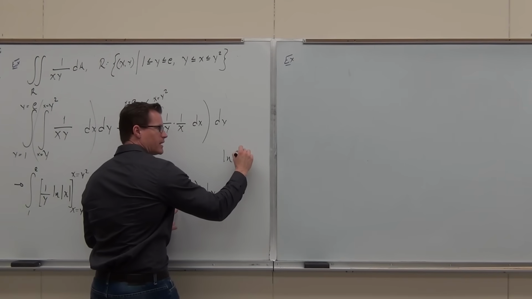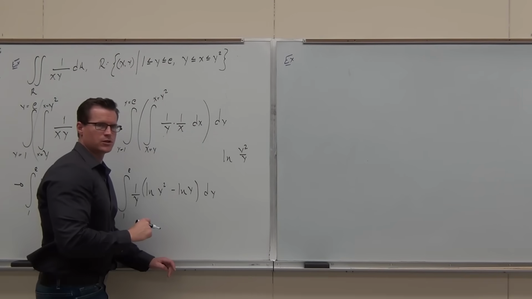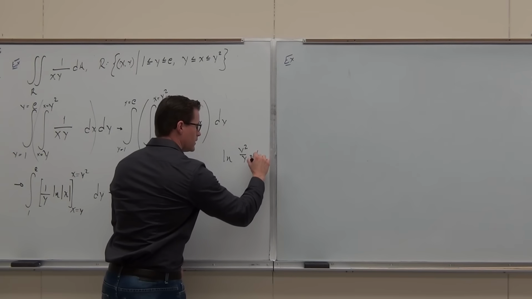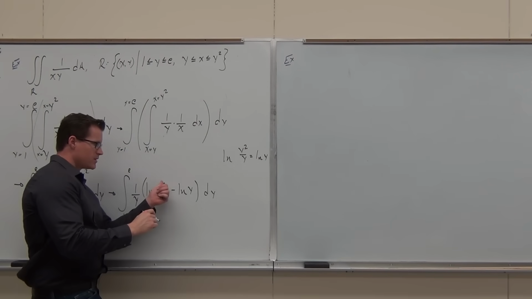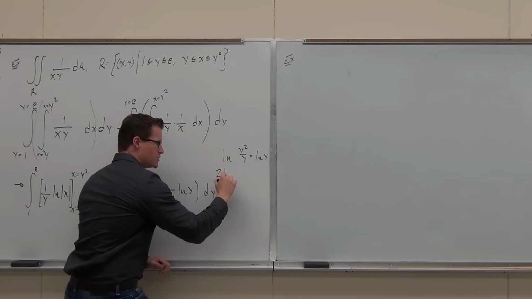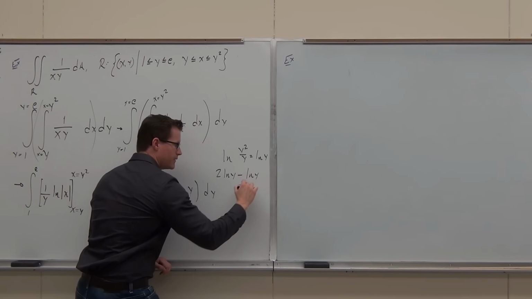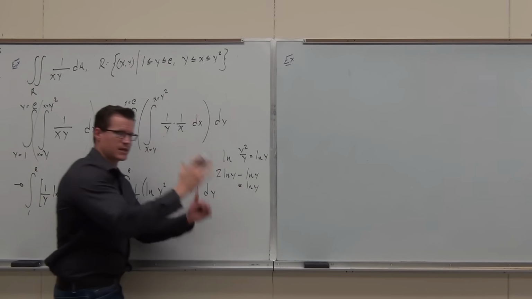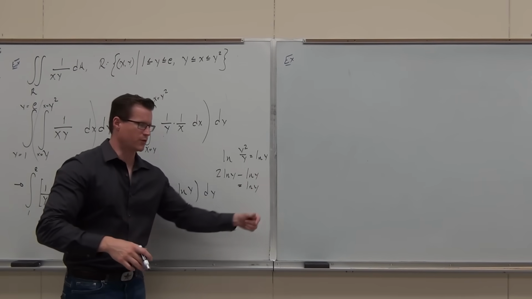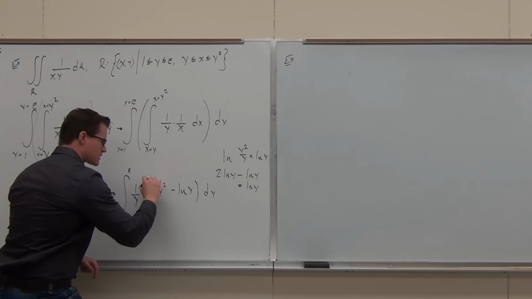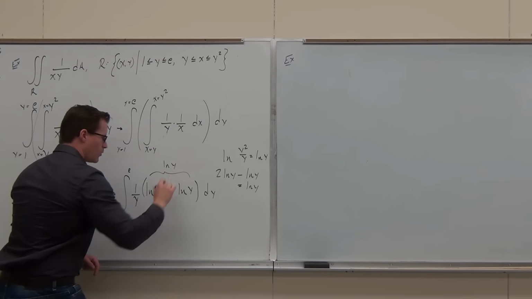That creates 1 ln of y squared over y. You can simplify that: ln of y. If you don't like that method, move this 2 to the front. That's 2 ln y minus 1 ln y. That's still ln y. It's the same thing. You have 2 of them minus 1 of them, you got 1 of them. Either way, this piece is ln of y.